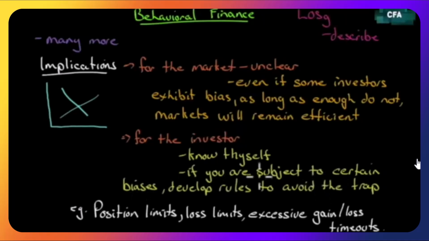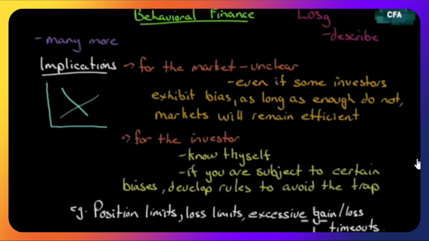So if you know that you're subject to certain biases like loss aversion, I don't like taking losses, well, develop rules to avoid that. If you fall victim to overconfidence, where you're the hero, you're the man, nothing can go wrong, develop rules. Things like position limits, no more than 5 or 10% of your money in any one position. So if you are wrong and you don't like taking losses, the most you can lose is 5 or 10%, never double down. Loss limits. Hey, listen, as soon as I'm down 8% or 9% on a position, I'm done. Just put a rule in.